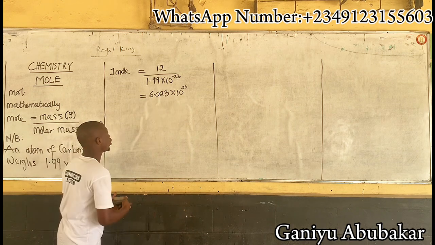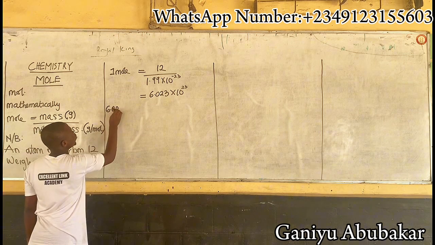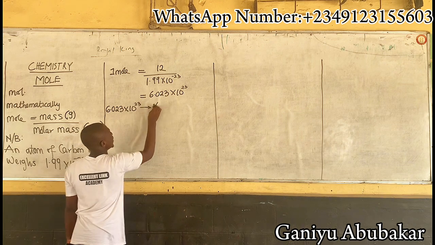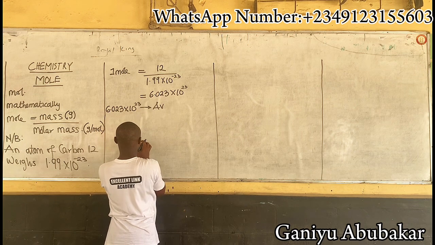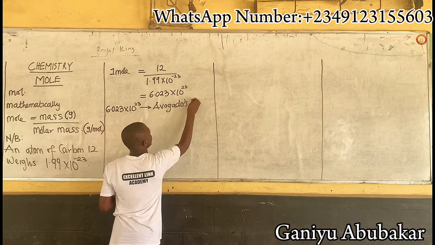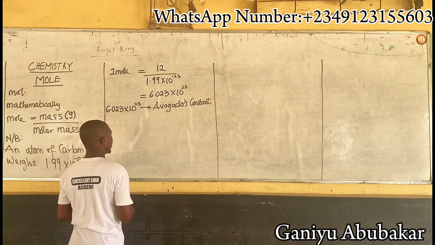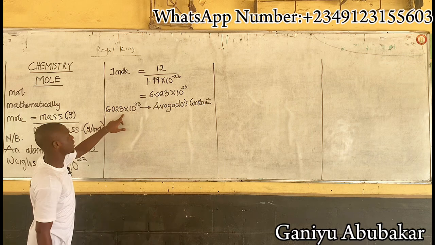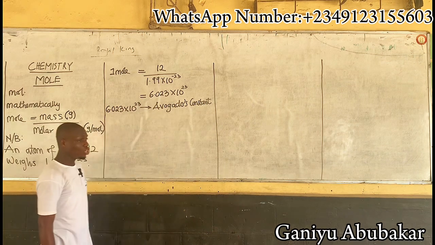This value, 6.023 times 10 to power 23, is called Avogadro's constant. So note that 6.023 times 10 to the power 23 is called Avogadro's constant.